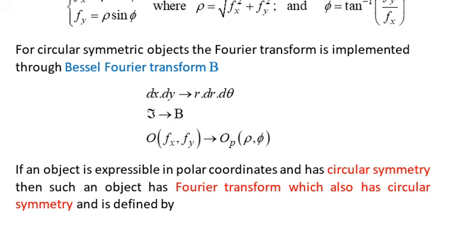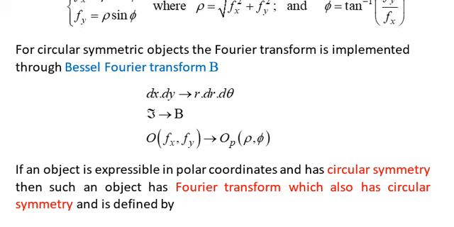So in order to transform the Fourier integral from the Cartesian to the polar coordinate systems, we shall make these three transformations. That is, dx dy will be replaced by r dr dθ. The Fourier operator of the Fourier type will be replaced by the Bessel operator capital B, and the Fourier transform of the object, which is capital O as a function of fx and fy, will be replaced by capital O subscripted p as a function of ρ and φ, and p stands for the polar coordinate systems.